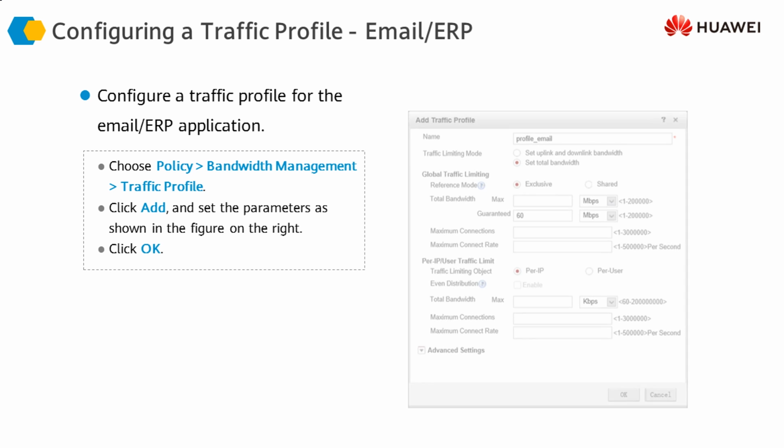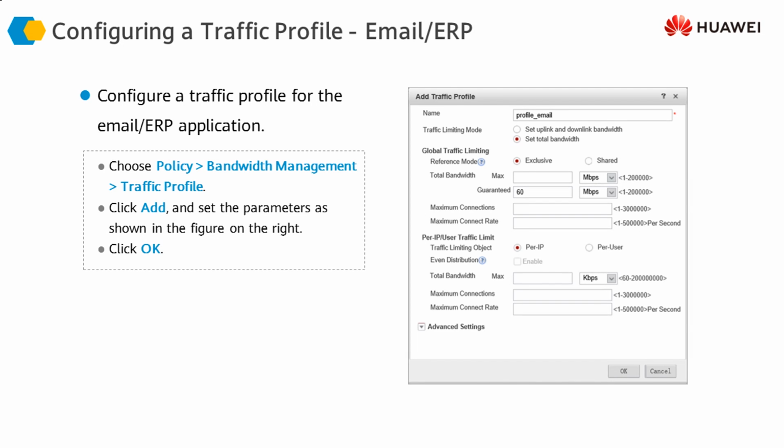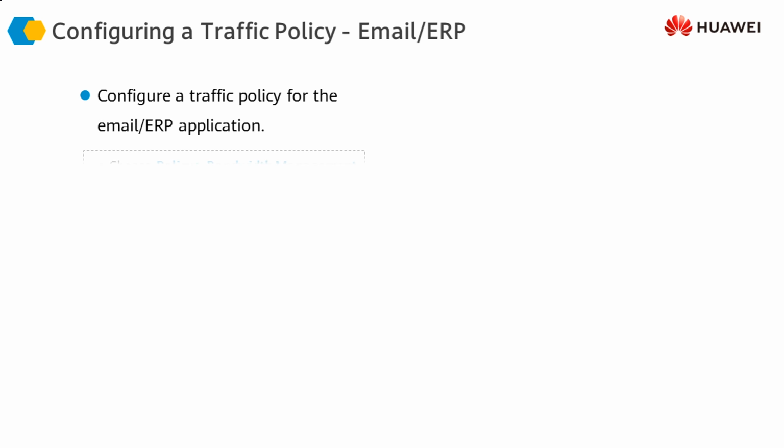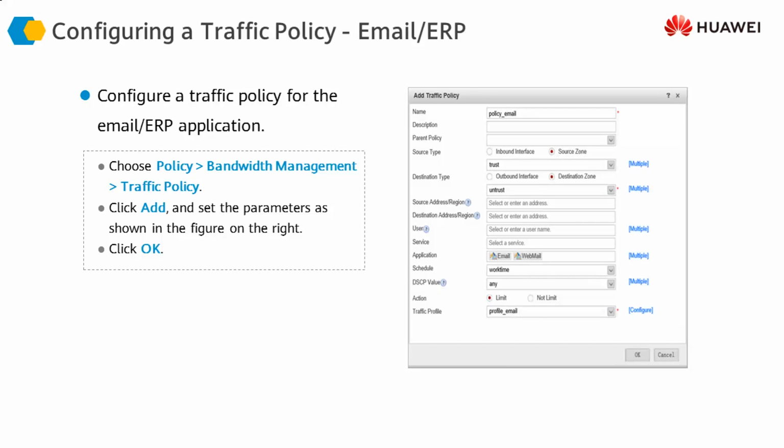Now next we define the profile for the important traffic that we have, which means the email and the ERP traffic. We are going to configure a profile for that traffic. As you can see, it's exactly similar to what we did for P2P and web video traffic. We give it a name, profile email, set total bandwidth. This is exclusive, this is not shared, and we configure a guaranteed bandwidth of 60 megabits per second. We don't define the maximum connections, and all the other configuration is left to default.